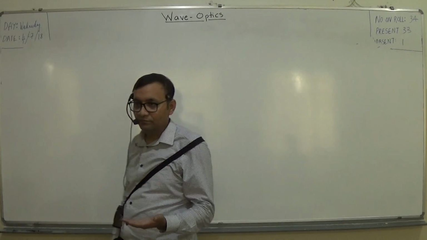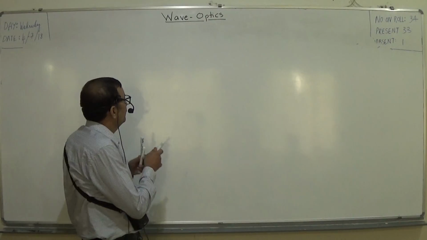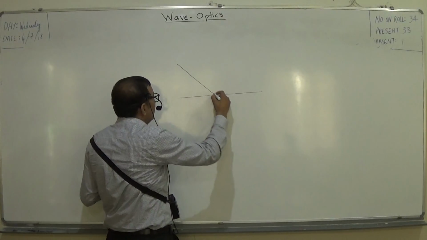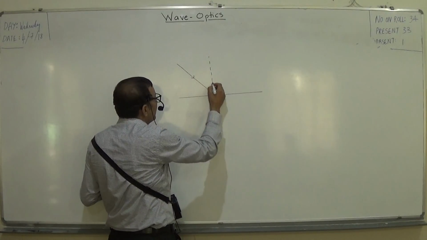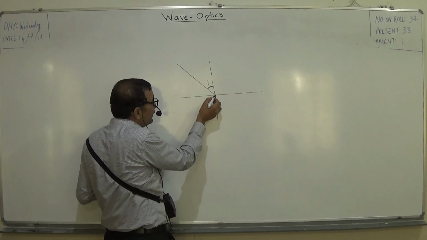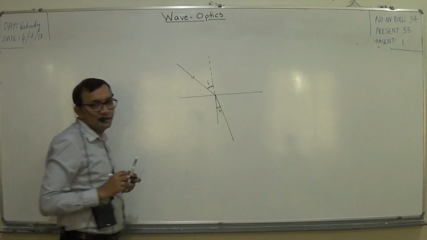Okay. Why is that? You can draw an interface like this, and suppose light hits the interface at an angle of I, then if it is going into a denser medium, what will happen? This becomes R, which is less than I.